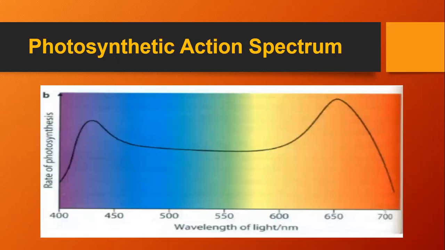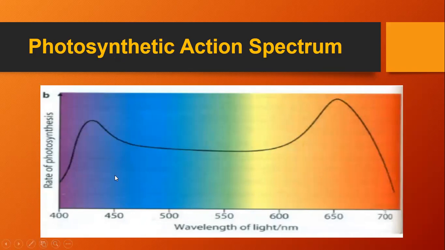Now what does this graph show? That graph is actually the rate of photosynthesis at different wavelengths of light. So you can see on the y-axis we have the rate of photosynthesis, while on the x-axis we have the wavelength of light. So we can see with the help of this graph what is the rate of photosynthesis at different wavelengths of light. So this type of graph which shows the rate of photosynthesis at different wavelengths of light is called the action spectrum.